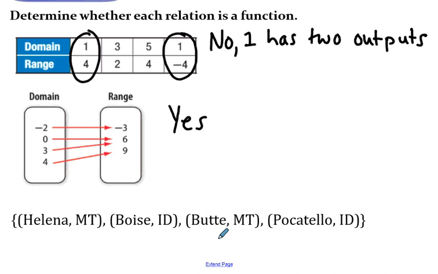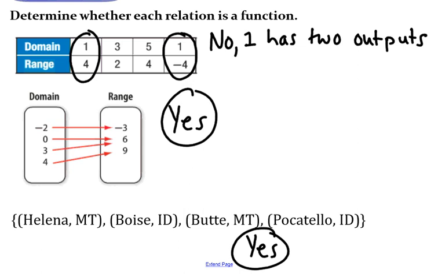Last one, maybe I give cities and the corresponding y value would be the state. So Helena goes to Montana, Boise goes to Idaho, Butte goes to Montana, Pocatello goes to Idaho. This is a function. Each city only has one state corresponding to it. It's okay that Helena and Butte both go to Montana because those are two different inputs going to the same output. It's not like Helena is going to Montana and then sometimes Helena is going to Idaho. So we have a no, a yes, and a yes.